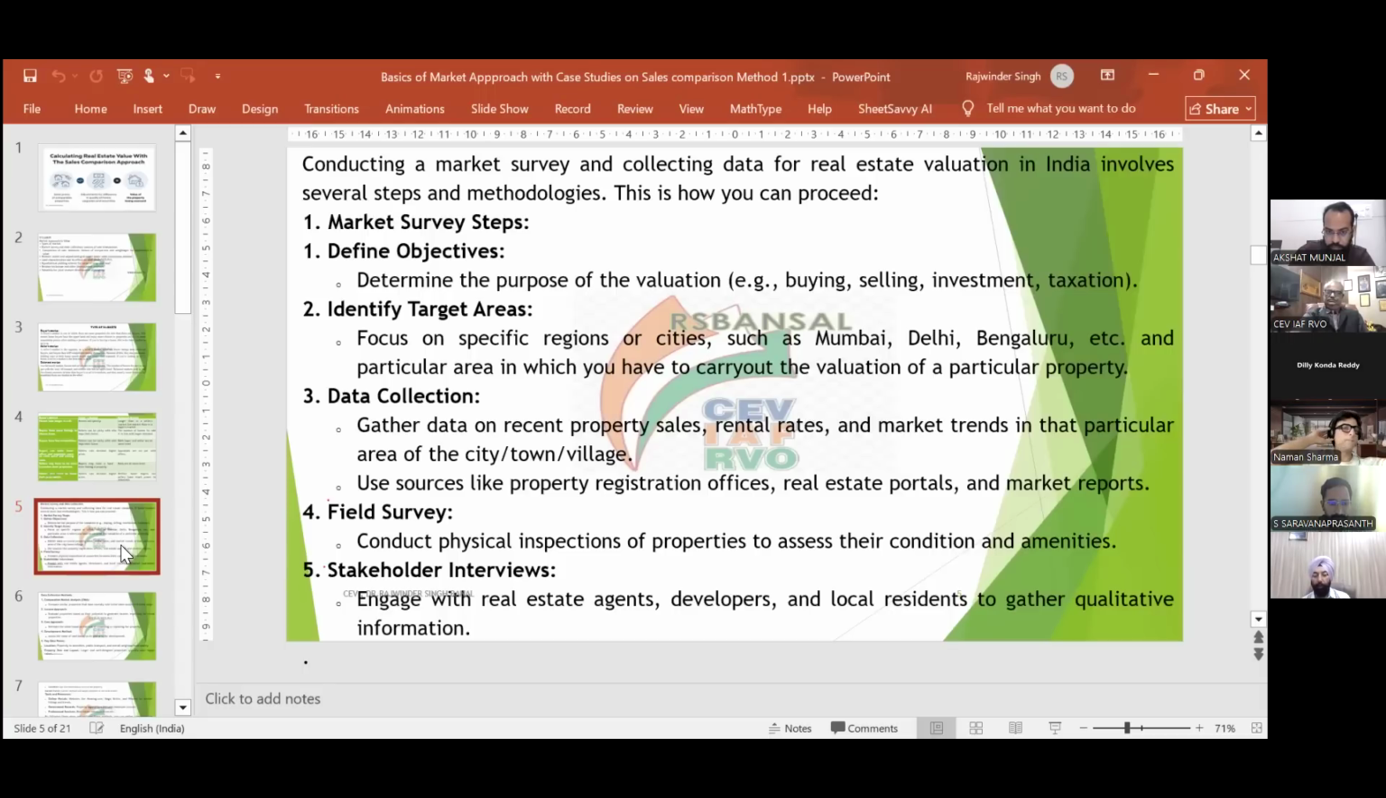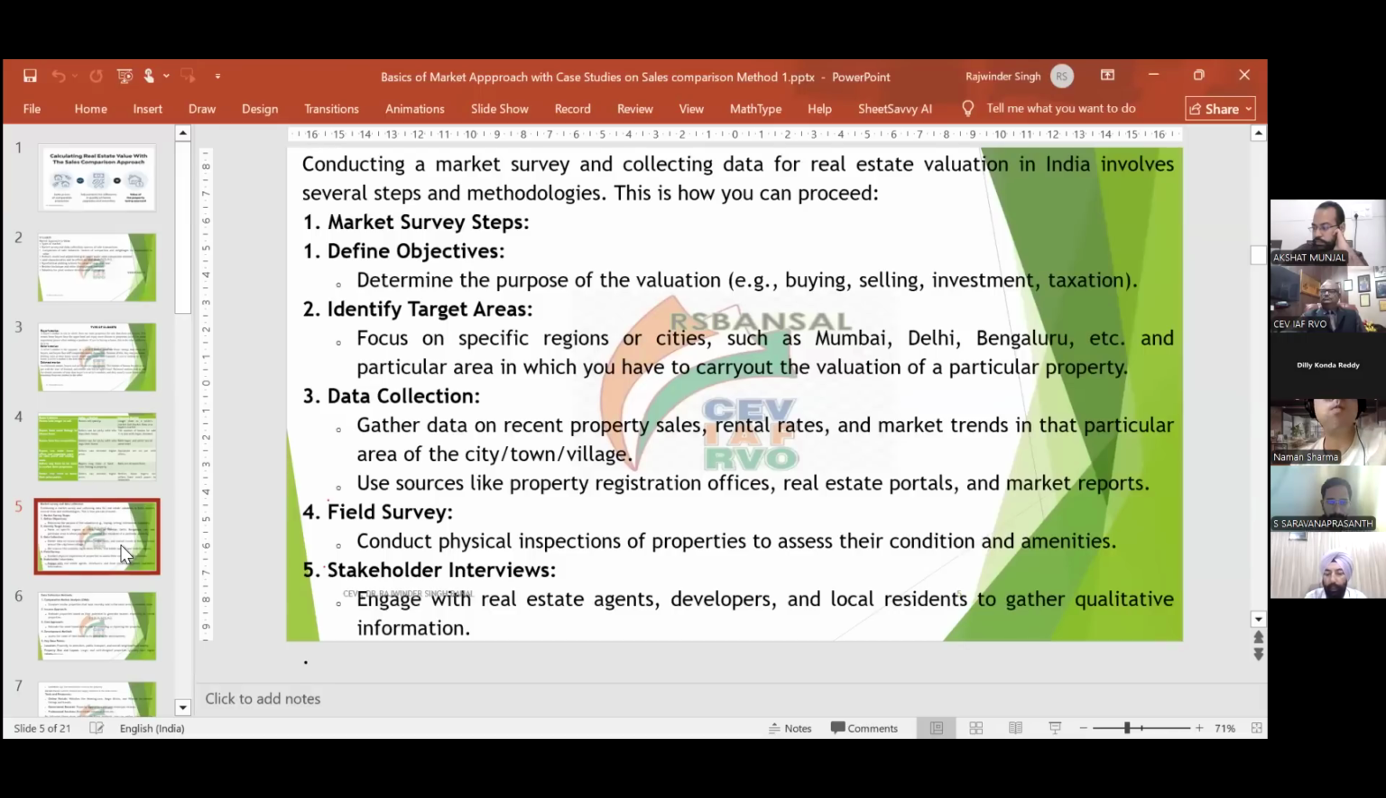First thing is, whenever you do a survey, what are the steps involved? First step is you define your objective. Your objective should be clear, whether you are doing valuation for buying of property, for selling of property, for investment purpose, or for taxation purpose. Depending upon your objective, you have to do your survey accordingly. So first, you define your objective.